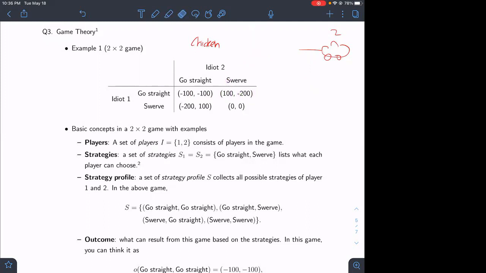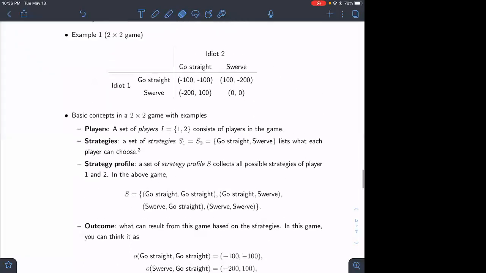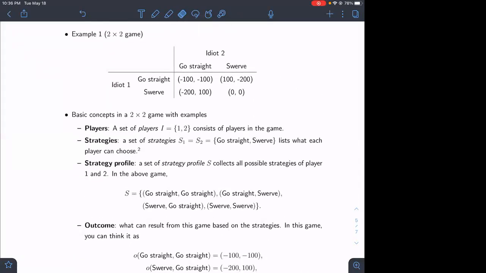Intuitively, how this example works is easy. But to make an academic communication, let me go through some definitions that we use, using this example. When we say players, it is players making strategic interactions in this game. So in here, we have 2 players, idiot 1 and idiot 2. This is a set of players, and we use the label i for players.